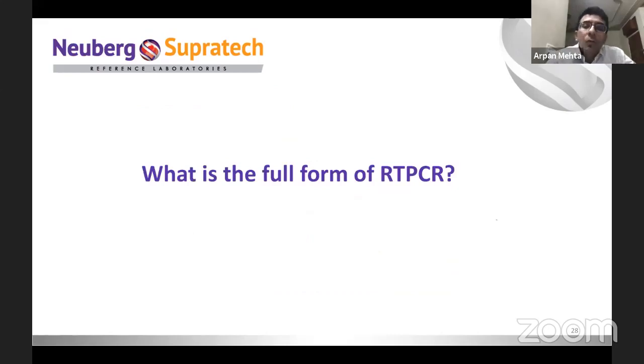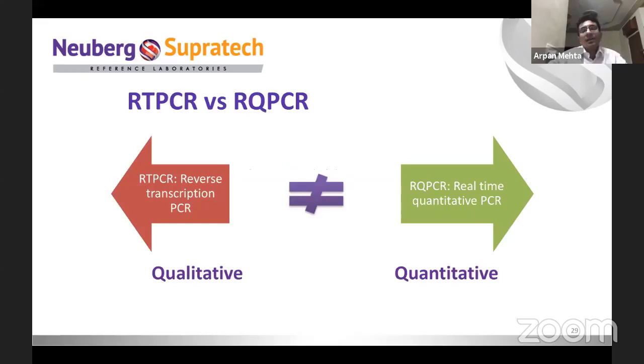For that, we need to know what real-time or reverse transcriptase PCR means. So what is RT-PCR? RT-PCR is not real-time PCR. RT-PCR is reverse transcription PCR. Real-time PCR is called RQ-PCR, that is real-time quantitative PCR. So in molecular diagnosis of CML, there are two basic tests. One is qualitative detection and one is quantitative detection. For qualitative, we do RT-PCR, and for quantitative, we do real-time quantitative or RQ-PCR.